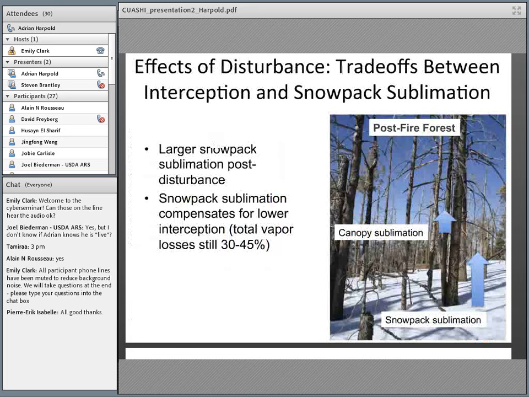The take-home point here, in terms of trade-offs between interception and snowpack sublimation, is that we switch from a regime dominated by interception in healthy forests to a regime dominated by snowpack sublimation in disturbed forests. As a consequence, in these particular southern Rockies environments, we're seeing near compensating effects. So we see essentially the same amount of winter vapor flux in a healthy and a post-disturbance site. Whether these results are transferable to other sites, I think, remains an open question. We certainly see variability in this response across the literature.